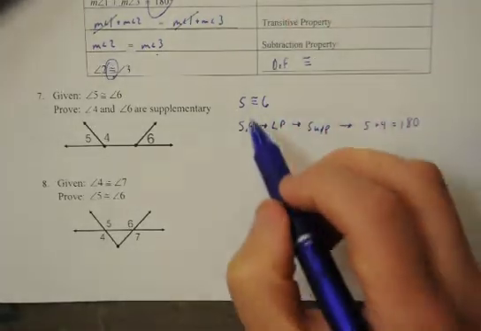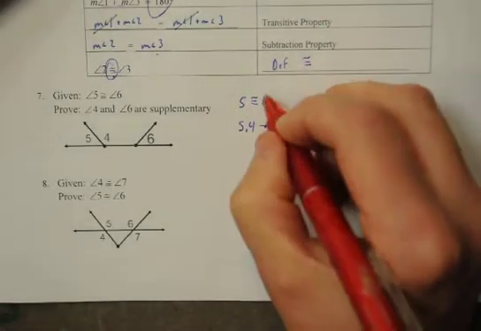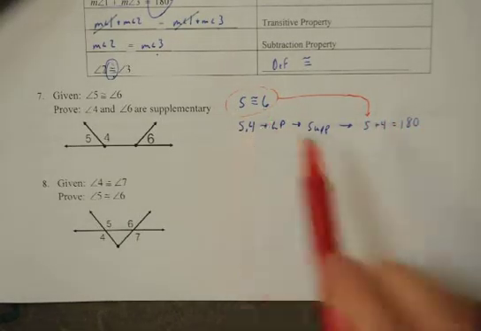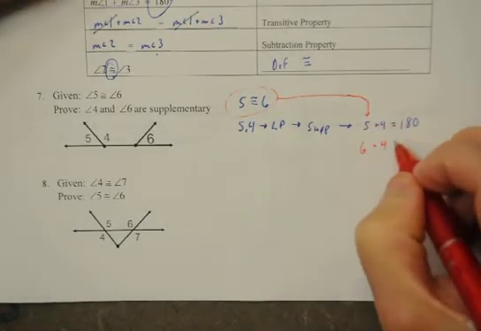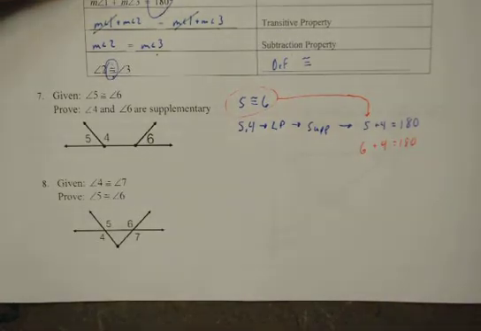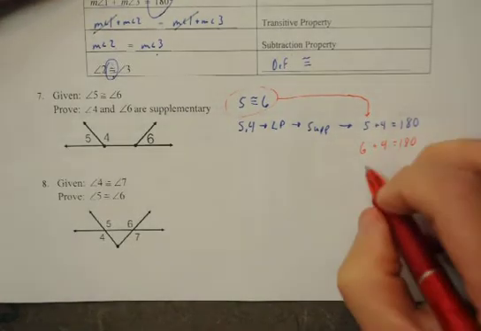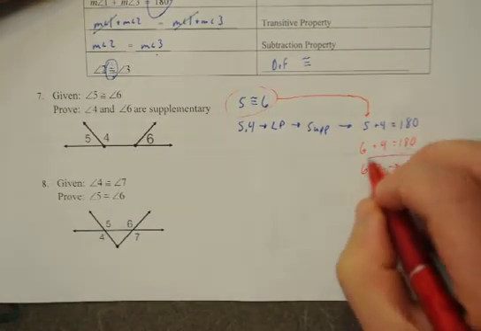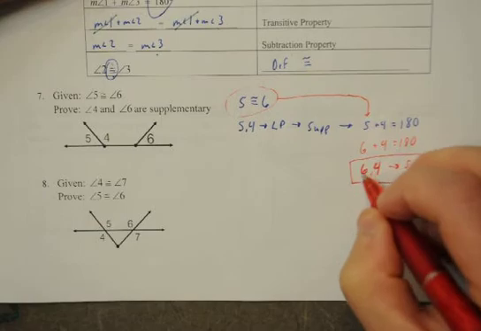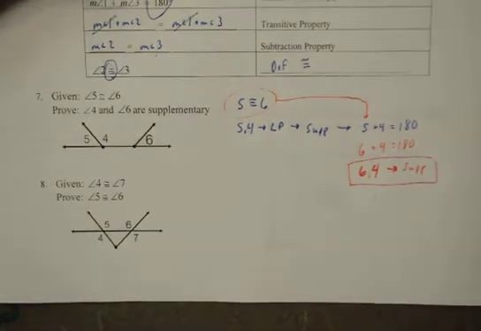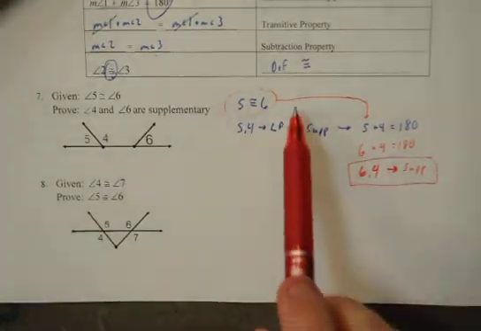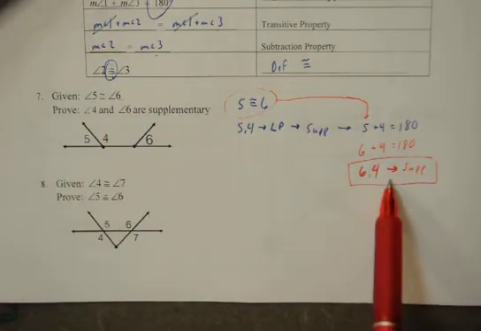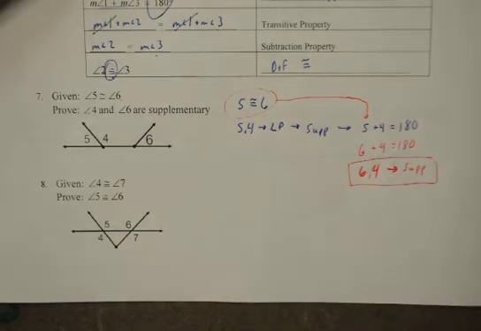So here's the merge. The 5 can now become a 6. Like that. And therefore, 6 and 4 are supplementary. But that's how that proof would end up going. I'm concerned with your logic. Can you logically get from 5 is congruent to 6 to 6 is supplementary to 4? So that's how you work that one out.